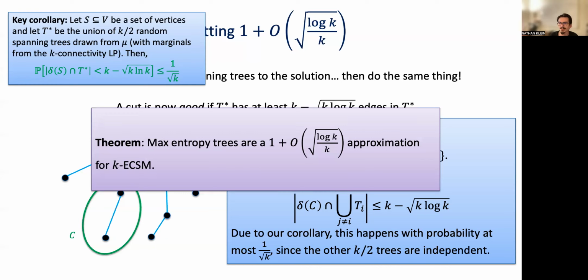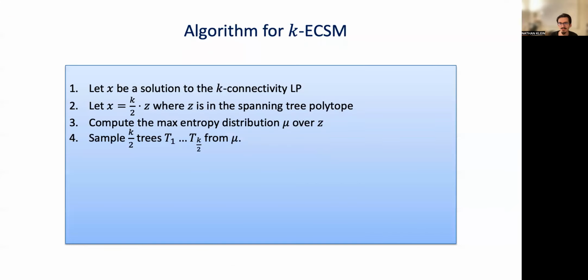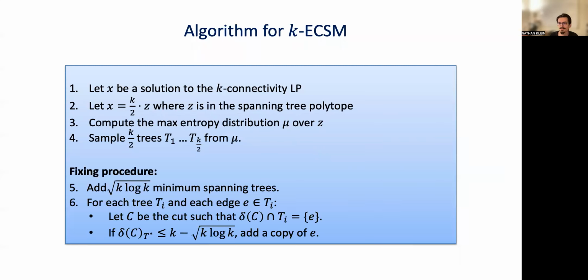And actually, I'll go over this a little bit more carefully in a couple of slides. But first, I want to just show the algorithm again written out, where here is the fixing procedure. And you can see that's actually very straightforward. After sampling these trees and adding a few extra ones, you can just loop over all n times k edges in T star and double the edge if that cut is too small. So that's the whole process.